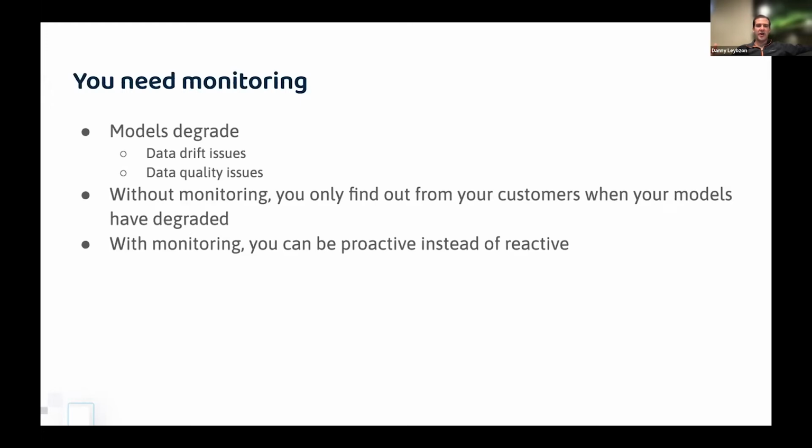Now, I've given talks before about ML monitoring. And if you're interested in learning more about the utility of machine learning model monitoring, the value of it, feel free to just look up Danny Leybzon machine learning monitoring. And you'll see a couple of different videos where I dive a lot deeper into both why you need to monitor your models and how to monitor your models.